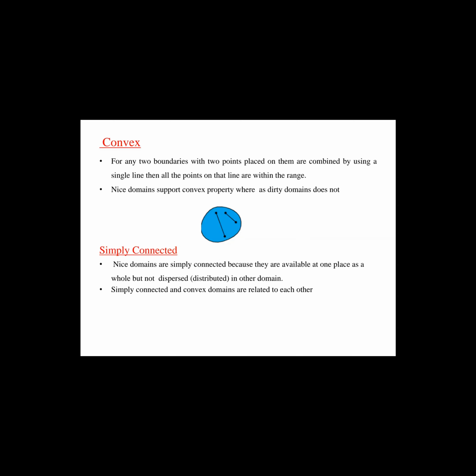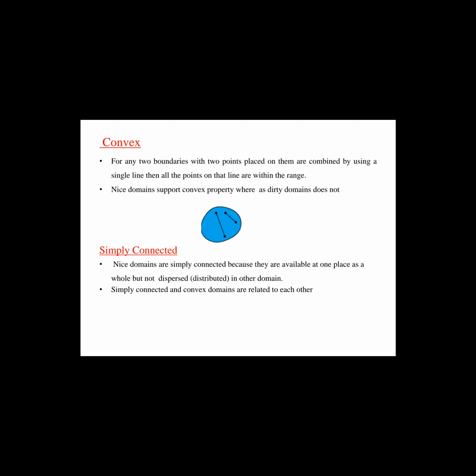So the convex property as well as the simple property are similar, but in the convex property, the points you again place within the boundary. Again you will represent in the boundary. But simple connectivity is that the points which are connected form the boundary. Okay. After connecting all these points, that is the boundary. But in convex, inside the boundary, again you will join some 2 points. Okay, so that is called convex.